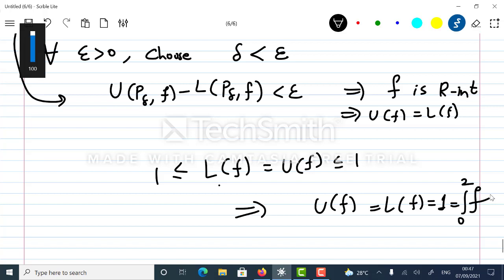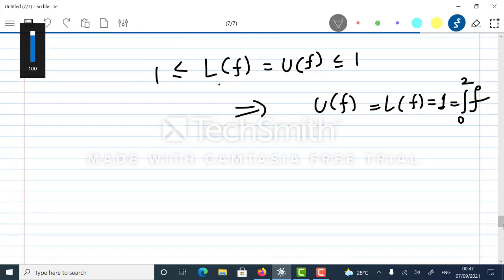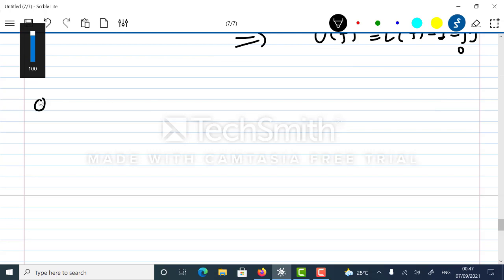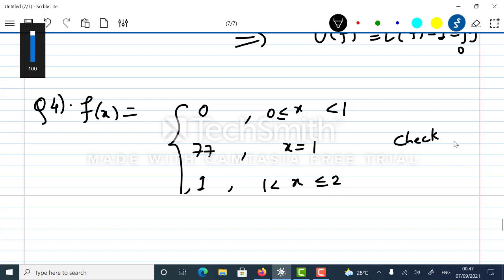Okay. So I hope such kinds of problems we have discussed in the class also, but still I feel I should have this question because the next question is based on that. So that is the last question of this session. So question number 4. f of x is given to be 0 if x is greater than or equal to 0 and less than 1, it is 77 if x is equal to 1, and it is 1 if x is between 1 and 2. Now check R integrability.